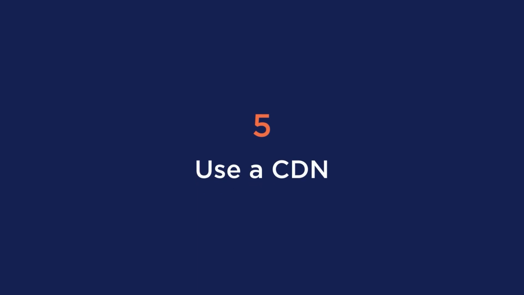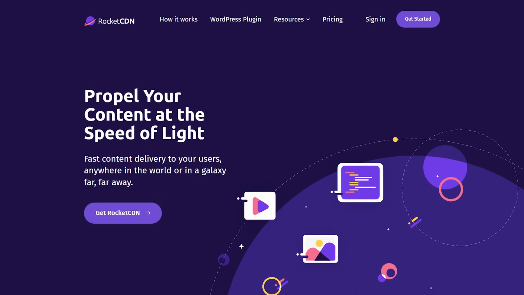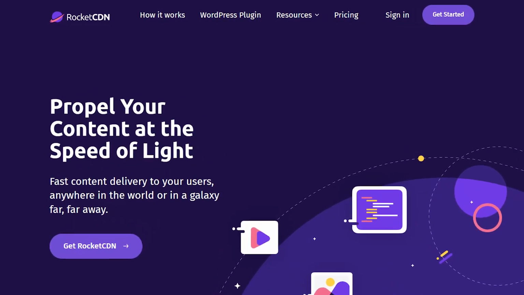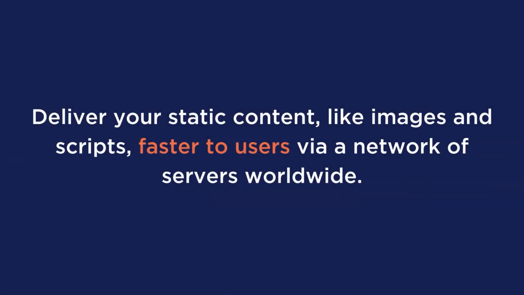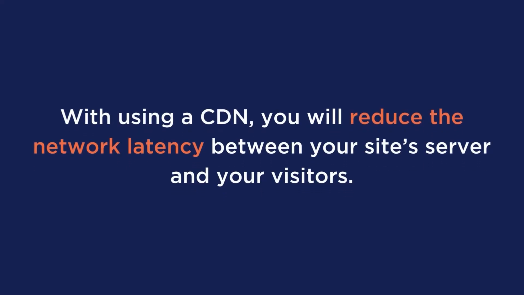Number 5 is to use a CDN. Using a good quality CDN like Rocket CDN can help you deliver your static content like images and scripts faster to users via a network of servers that are worldwide. This means that if your server is located in Europe, for example, and most of your users are from the United States, they will still receive your site's content from a server location that is closer to them. By using a CDN, you will reduce the network latency between your site server and your visitors.